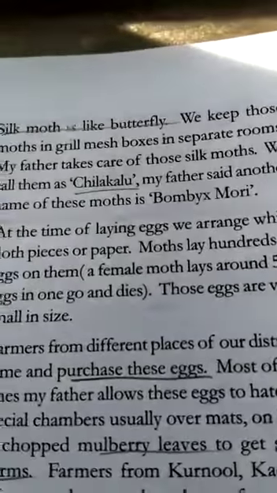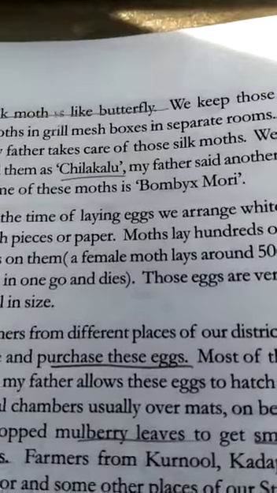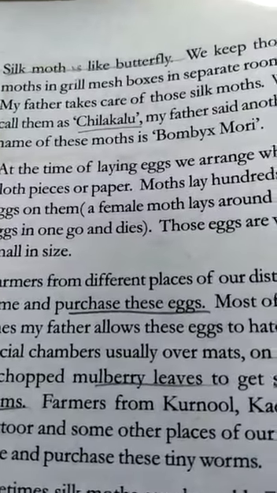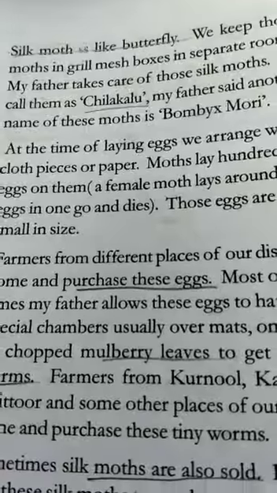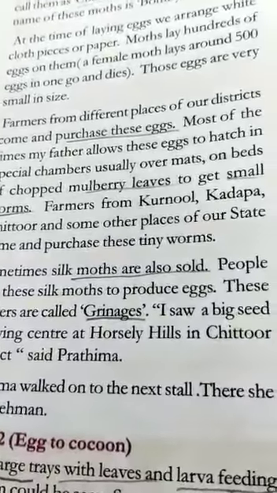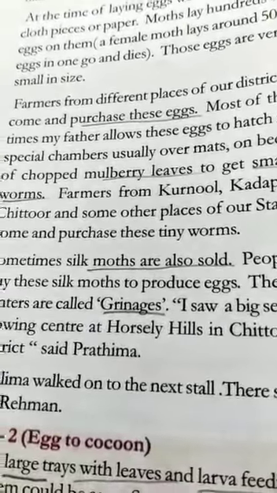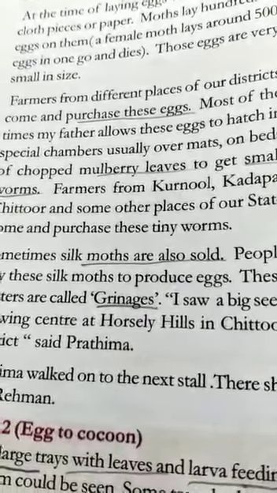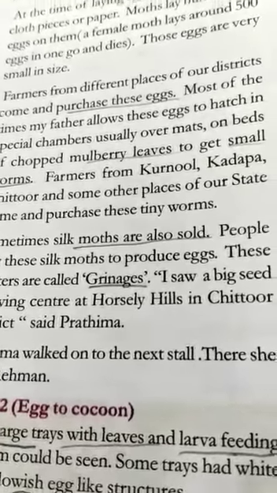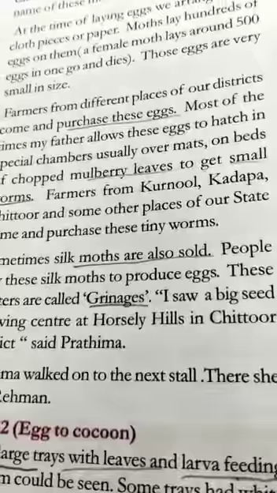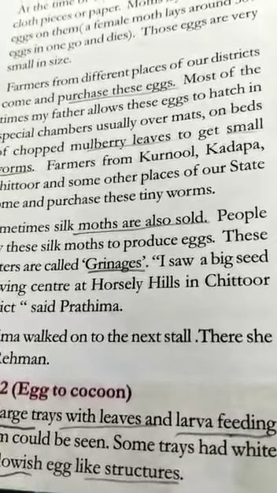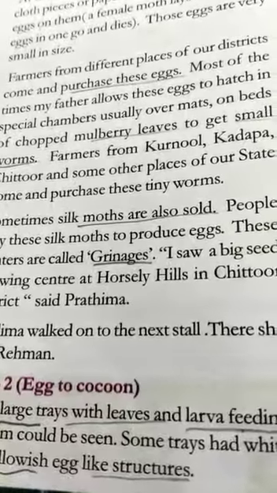After that we can see these eggs are called chilakalu, and another scientific name of silkworm is Bombyx mori. And here we can see farmers from different places of our districts purchase these eggs. So the first stage is eggs are purchased by the farmers, and then they will take the eggs and hatch them in special chambers, usually over mats or on the beds of chopped mulberry leaves.